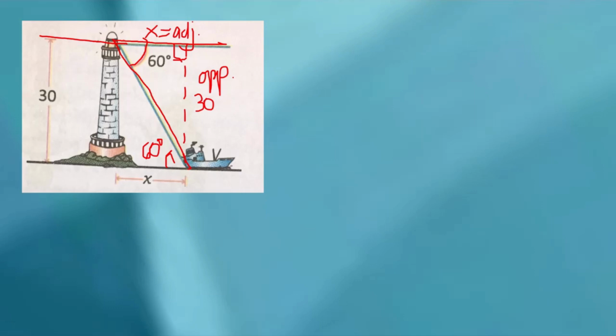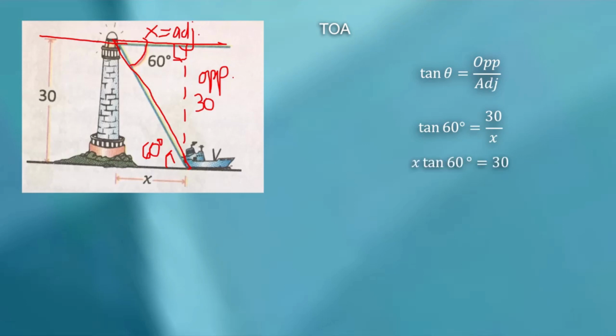Okay, sa ating pong SOHCAHTOA, ano po doon ang may opposite and adjacent? That is TOA, which is tangent theta is equal to opposite over adjacent. And then, substitute po natin yung given natin, which is the value of the theta or the degree. That is tan 60 is equal to 30 over x. Yung opposite po natin is 30 and the adjacent is the x. Now, by cross multiplication, ayan, magiging x times tan 60 is equal to 30.